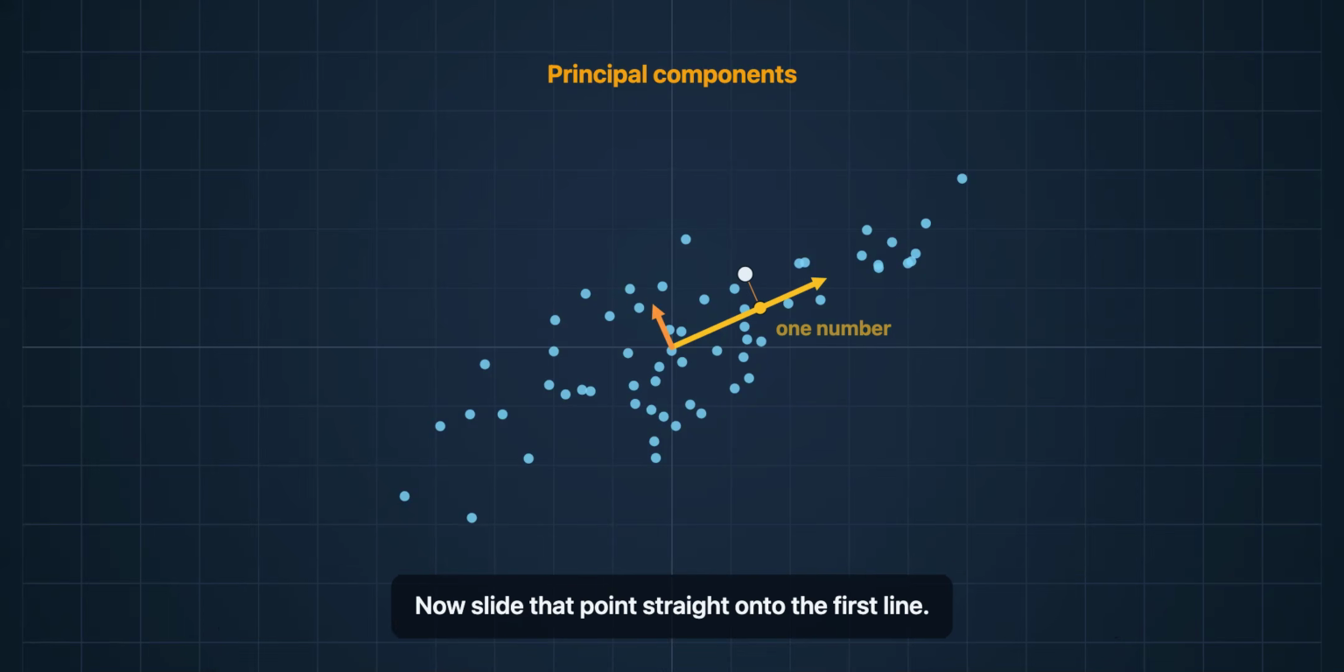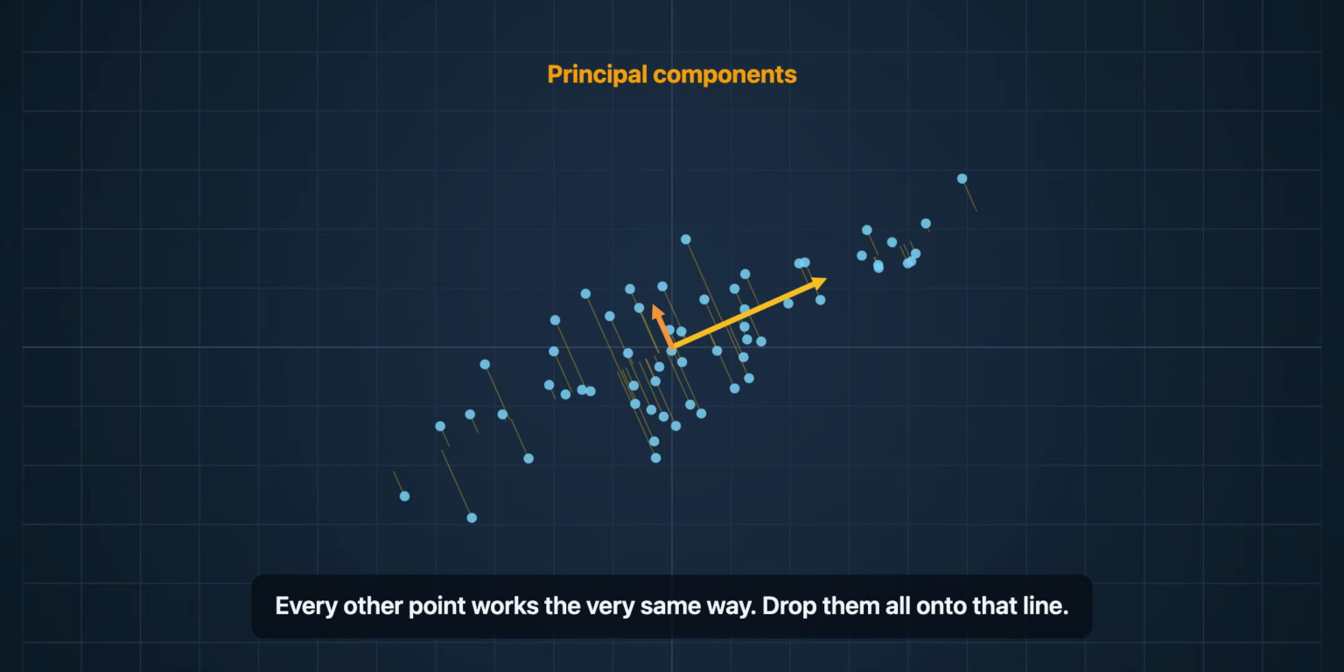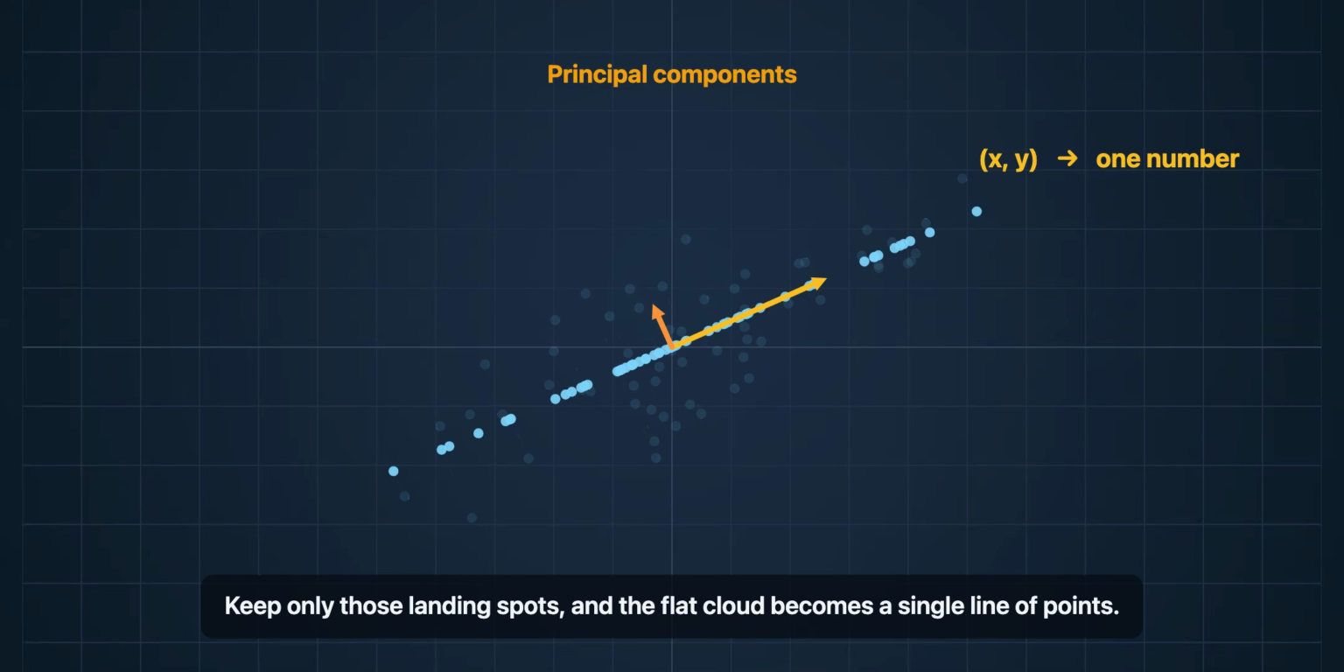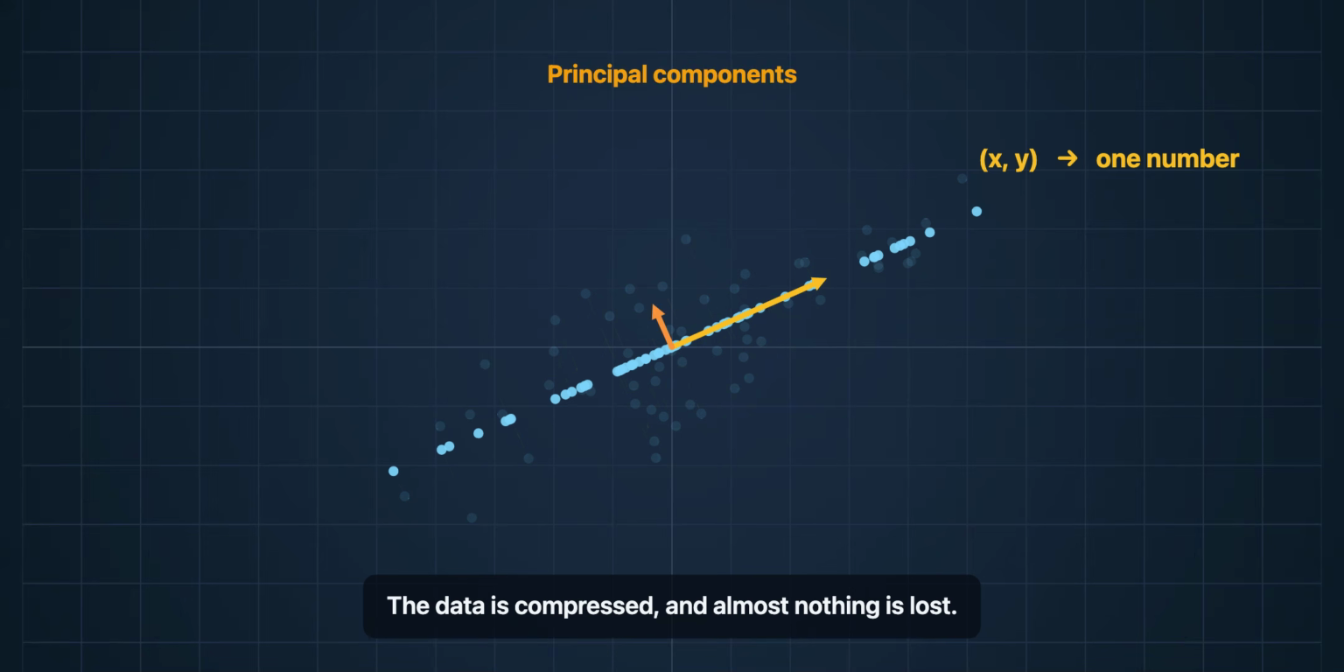Now slide that point straight onto the first line. Where it lands is a single number, simply how far along the line it is. The point did not vanish and nothing merged. Its address just shrank from two numbers to one. Every other point works the very same way. Drop them all onto that line. Keep only those landing spots and the flat cloud becomes a single line of points. Each one went from two numbers down to one, and since the direction we dropped barely varied, the points hardly moved. The data is compressed, and almost nothing is lost.